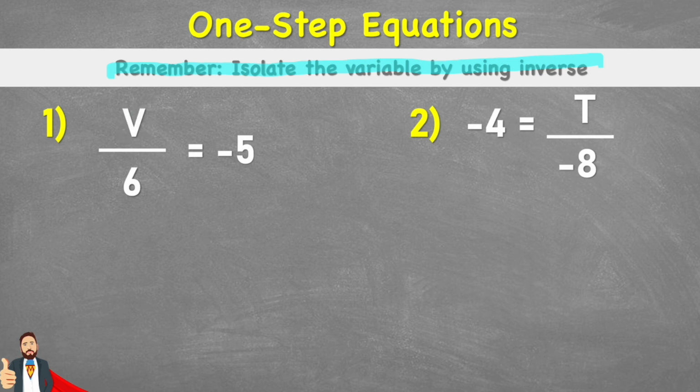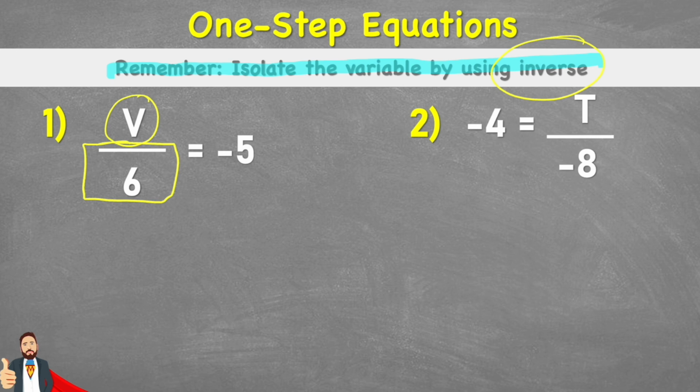Okay, so let's have a look at question 1. We can see we have v divided by 6, or v over 6, equals negative 5. So we want to isolate this variable and get it on its own. Well, how are we going to isolate this variable? We're going to look at what it's connected to, and then we're going to use the inverse operation to cancel it out. So at the moment it's connected to this divide by 6.